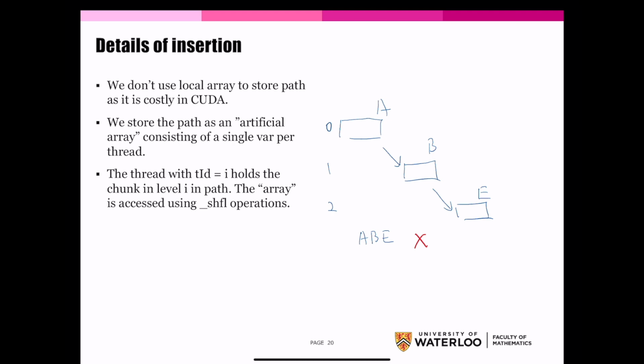So here is the example. We have an A, B, E path, but we don't store it as an array in CUDA. So we have three threads: thread 0, thread 1, and thread 2. Thread 0 contains chunk A. Thread 1 contains the pointer to chunk B. And thread 2 contains the pointer to chunk E.